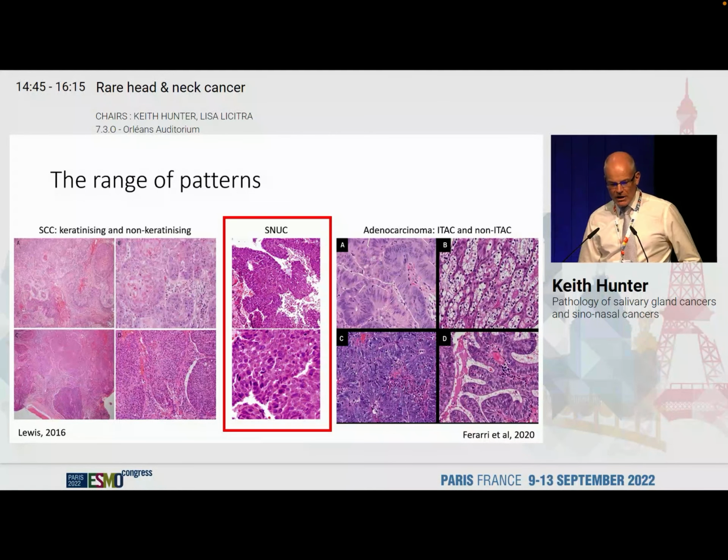So here are the main range of patterns that we see, including the keratinizing and non-keratinizing squamous cell carcinomas and the ITACs and non-ITACs, the adenocarcinomas. And in the centre here, you will see the undifferentiated malignancy. This is a case of a SNUC.